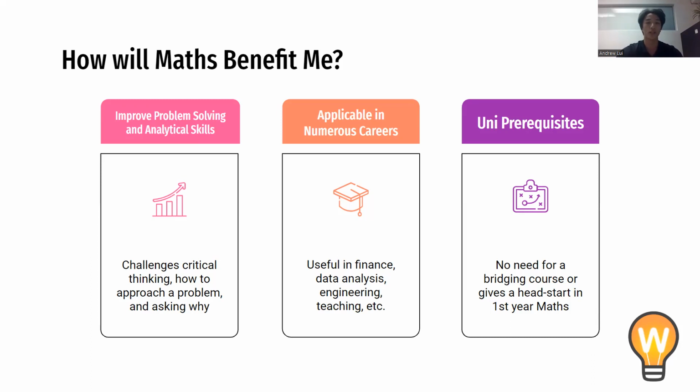It's also applicable in numerous careers. If you're pursuing a career in STEM, which stands for science, technology, engineering, and maths, that will come in very handy and be quite common. Also, if you're working with numbers, think business or finance, that will also come in handy. And then university prerequisites. A lot of unis nowadays are asking for Extension 1 or advanced maths. If you take those during your high school life, you won't need a bridging course, or you get a head start during your 1st year maths courses.